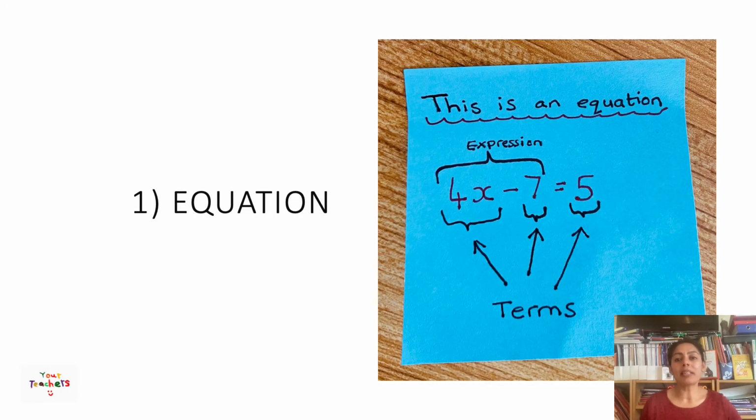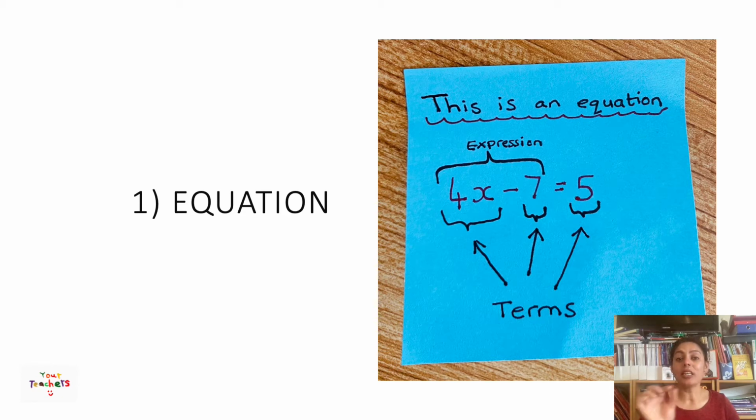Some more mathematical terms that we need to know. So again, please write down these words. We've got the word equation. So what is an equation? It is a combination of expressions, terms. So if you look at my notes here, you can copy this.